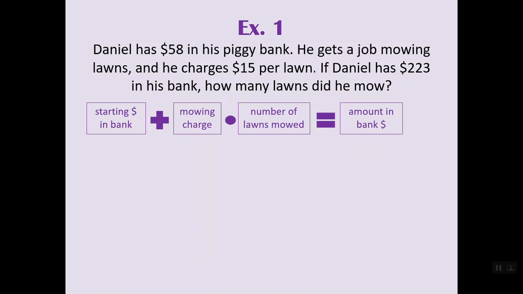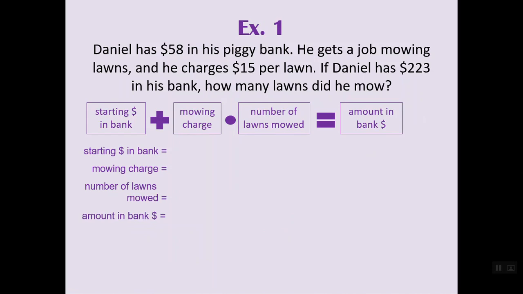Now what we're going to do are our labels. So we just have to go to all the pieces of our verbal model. The first one is the starting amount in the bank. The second one is the mowing charge. The third is the number of lawns mowed. And the fourth one is the amount in the bank. So we just take those right out of our word equation. So pause the video for a minute and make sure you have those all written down.